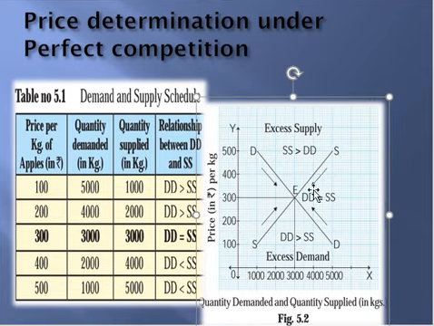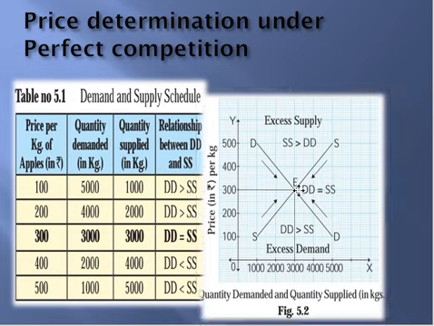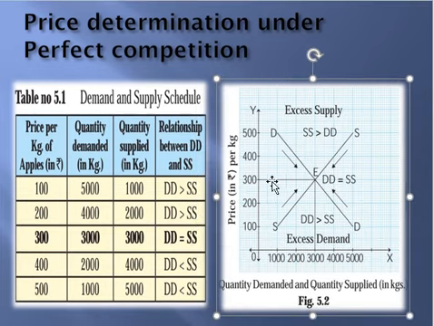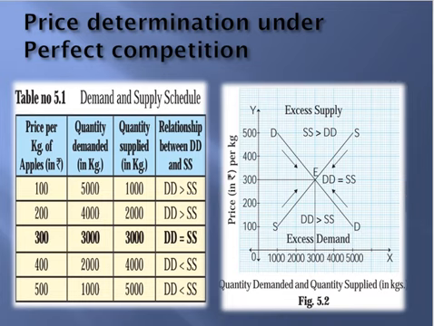But our point here, demand is equal to supply, where the price is of course rupees 300 and the quantity demanded was 3000. So I hope you all have understood the price determination under perfect competition.